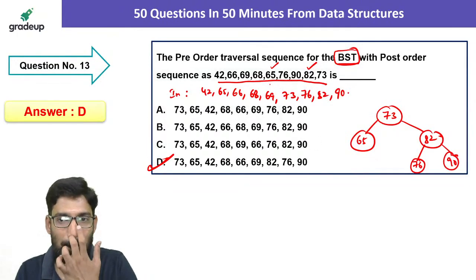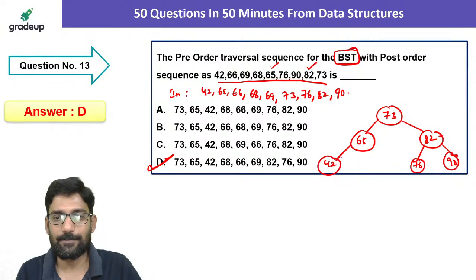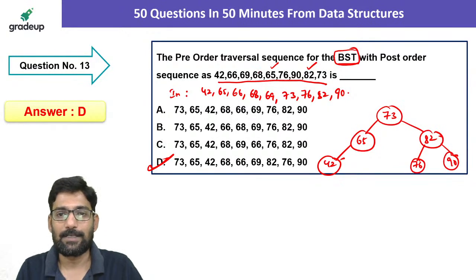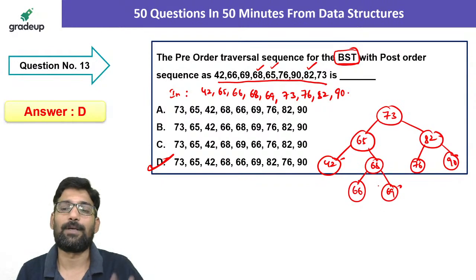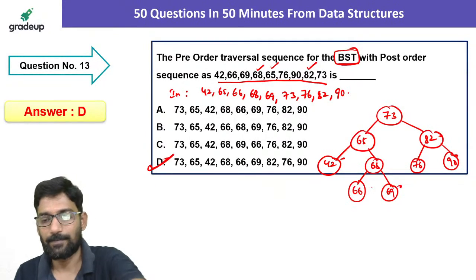Now among this 42 is on left. Among 66, 68, 69, 68 will be parent, 66 is on left, 69 is on right. So we have got the tree. Now you can easily find out the pre-order sequence. Okay. Next question.